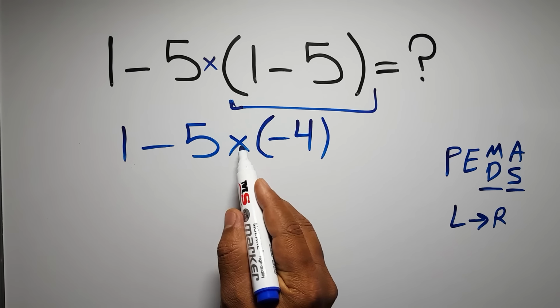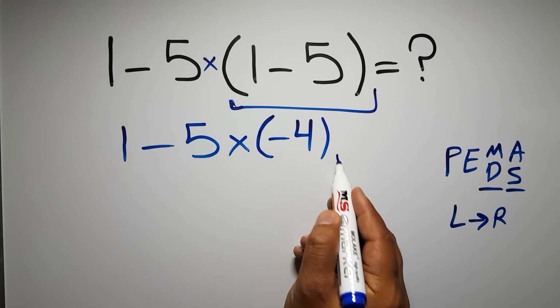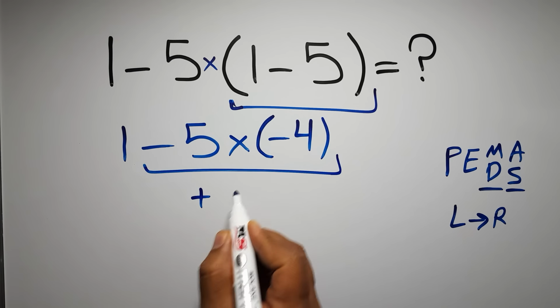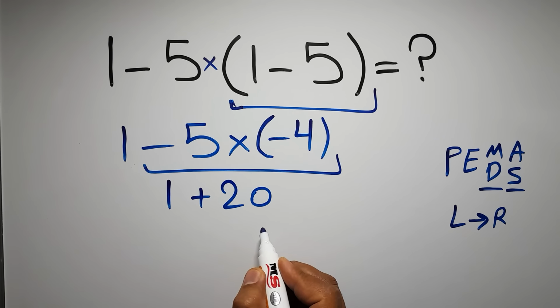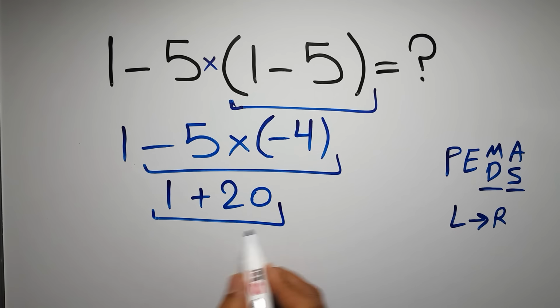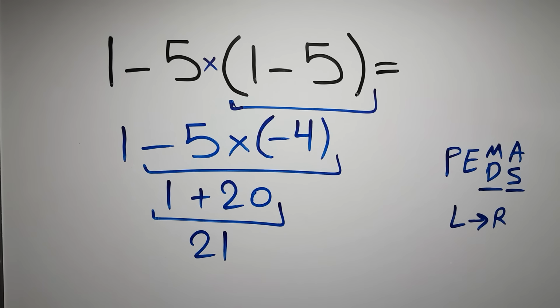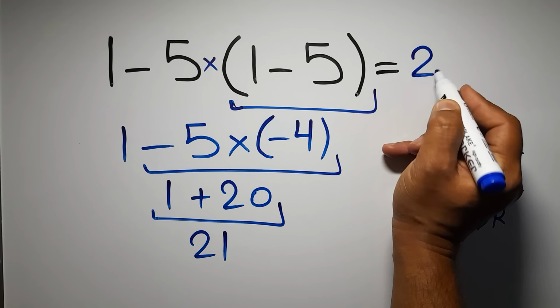Negative 5 times negative 4 gives us positive 20. So we have 1 plus 20, which gives us 21. And this is our final answer to this problem. The correct answer is 21.